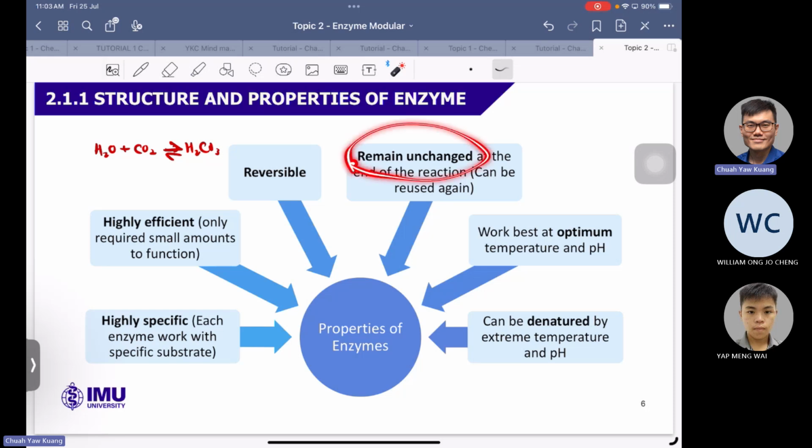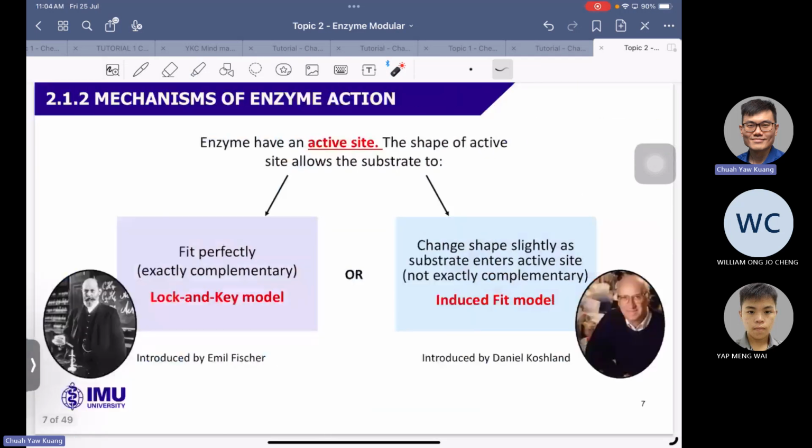They are reusable for the next reaction and the next reaction and the next reaction. So that's why we only need a small amount of the enzyme. We don't need that much. Then they need optimum temperature and pH, and they will be denatured if they don't meet the optimum pH or temperature. So that would be all the properties of the enzyme. That's just the simple properties.